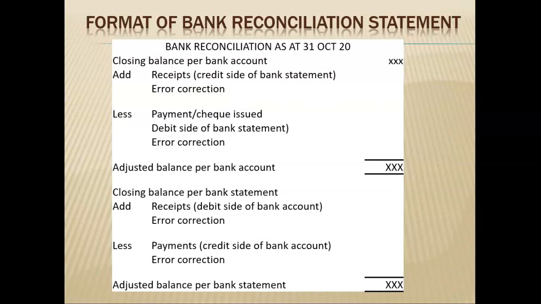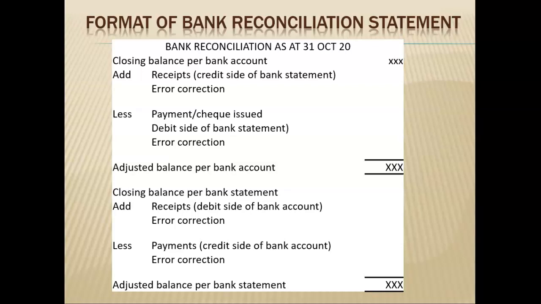Okay, the format of the bank reconciliation statement is something like this. You have the title, bank reconciliation statement as at 31st October 20-something. Then you start with the closing balance of the bank account. You need to identify what the closing balance of your bank account is, and then you add all the receipts that have not been recorded in the bank account. That means you need to look into your bank statement: what are the particulars that have not been recorded by us? The credit side of the bank statement, because the credit side represents the receipts.